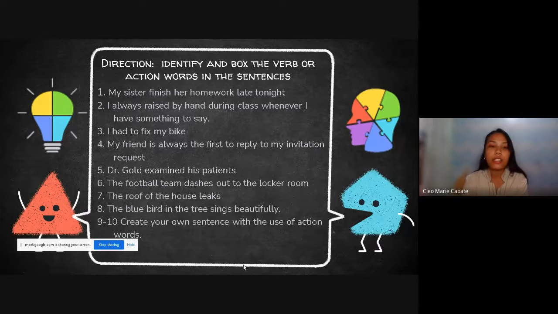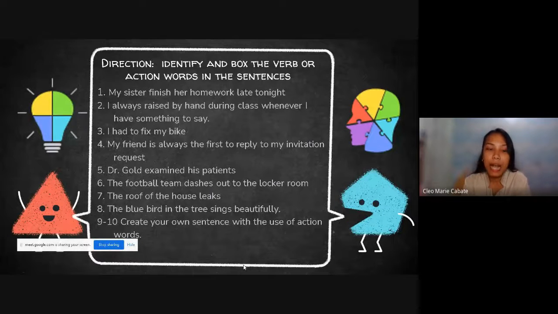What is the answer in number 1? My sister finished her homework late tonight. It is finished. For number 2: I always raise my hand during class whenever I have something to say. It is raise. For number 3: I had to fix my bike. What is the answer? Correct, it is fix. And for number 4: My friend is always the first to reply to my invitation request. What is the answer? Correct, it is reply.